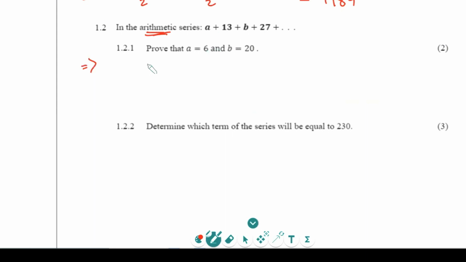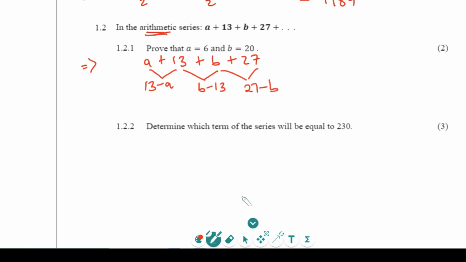So if I have a plus 13 plus b plus 27, I need to get the first difference, and that will be term 2 minus term 1. So that will be 13 minus a. And then for the third term and the second term, it will be b minus 13. And in this case it is going to be 27 minus b.